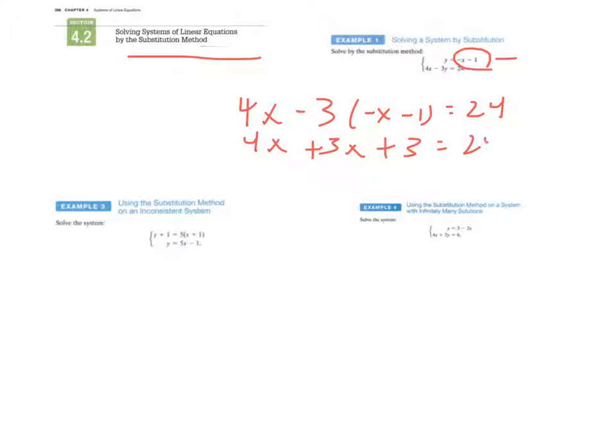So if I look at my 4x minus 3, instead of putting a y, I'm going to substitute what it equals. In this case, it's a negative x minus 1, and all that equals 24. Now I'm just going to solve this equation for x and get my answer. So in this case, 4x, I distribute, which is positive 3x, positive 3 equals 24. And if I combine like terms, I get 7x plus 3 equals 24.